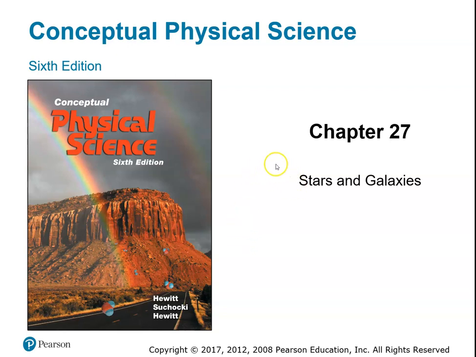All right, so now what we're going to do is turn to chapter 27, which is about stars, and then collections of stars, which are gravitationally bound together. That's actually the definition of a galaxy: stars that are gravitationally bound together. All right, so we'll get to that.